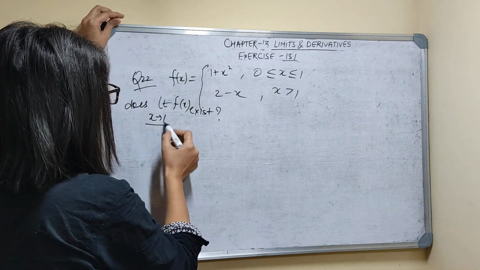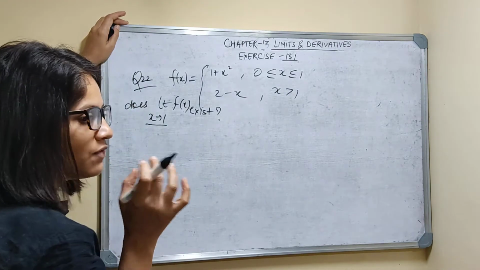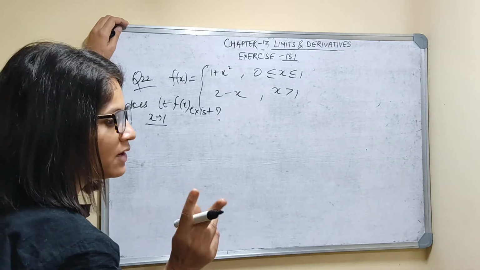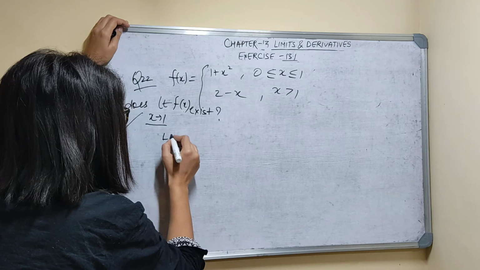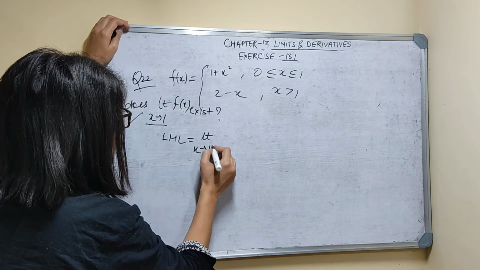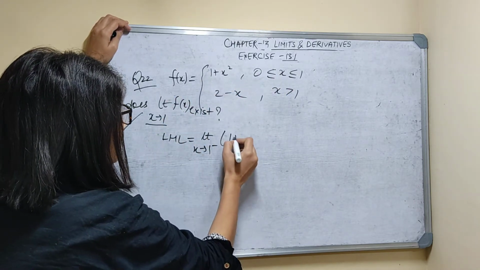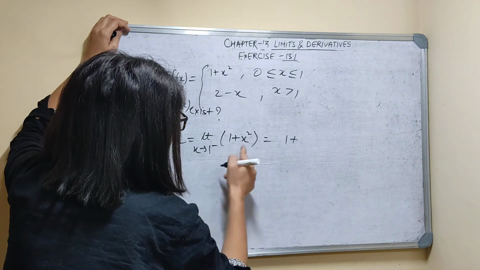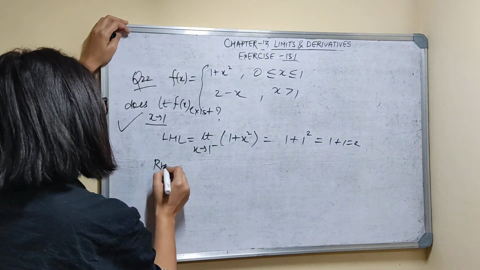Whenever they ask whether a limit as x tends to 1 of f(x) exists, or any limit exists, in this case you have to find both the right hand limit and the left hand limit, and both should exist and both should be equal. In that condition only you can say that the limit exists. So first I am going to do the left hand limit. Limit x tends to 1 minus. 1 minus means less than 1, so I have to take this function, 1 plus x square. So it will be 1 plus, in place of x I have to write 1, so 1 square. So 1 plus 1 is 2.